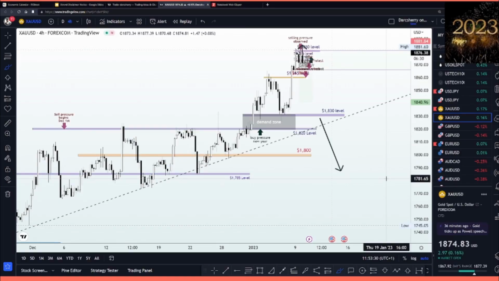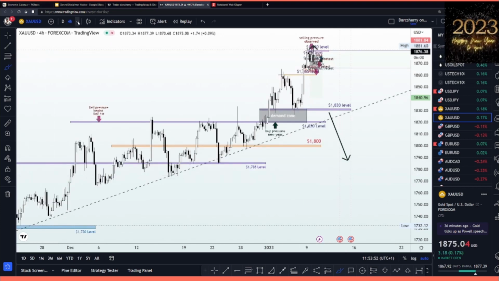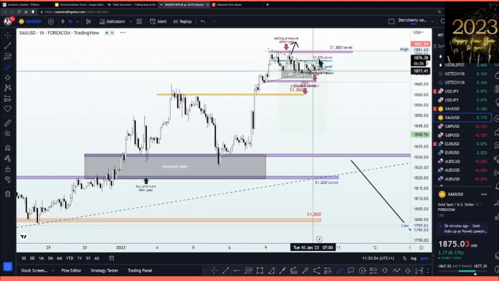USD. I have 7 more minutes left, and I hope I will be able to run through the last two pairs before we call it a day here. So I will quickly do a run through of the XAU USD right now. What I'll be doing here is scaling down to the 1 hour time frame.